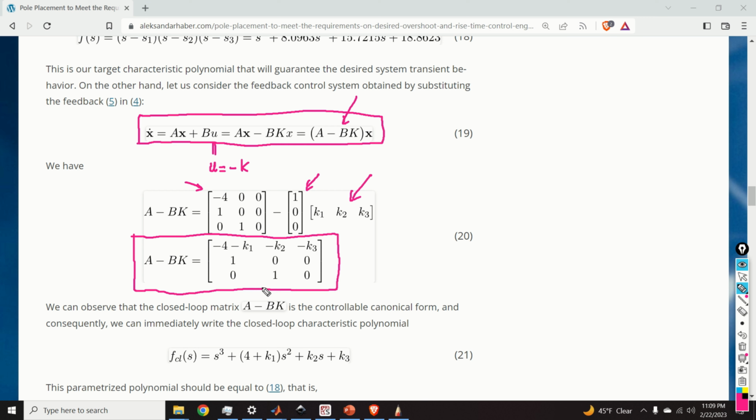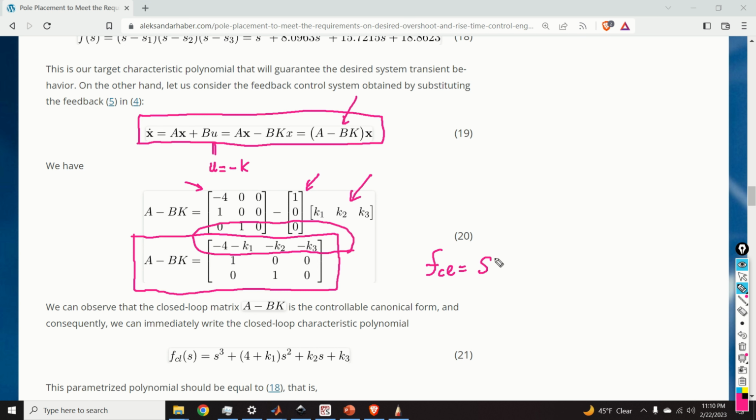And let us analyze this matrix. The first thing, and the most important thing, that you need to observe is that this matrix is in the controllable canonical form. And this is a very important observation. This means that we can directly construct the characteristic polynomial on the basis of this matrix. And the characteristic polynomial F_CL is the following.